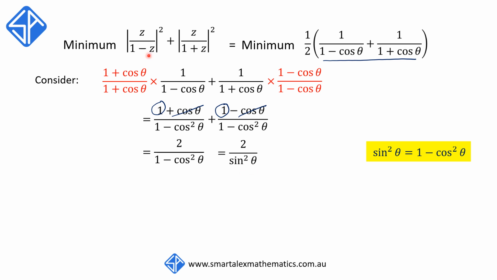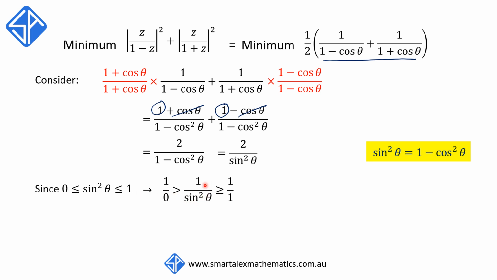So remember, to find the minimum value of this expression, we effectively have to find the minimum value of a half times this expression. So let's begin by considering sine squared theta. We know that the graph sine theta oscillates between -1 and 1, but when we square it, everything becomes positive, so that sine squared theta will exist between 0 and 1.